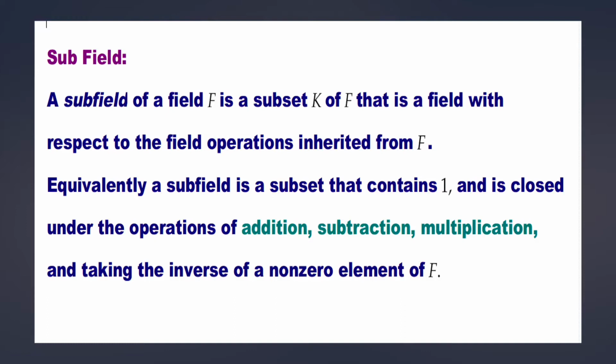Until now, we had seen about fields and some of its properties. When we talk about fields, we also have to know about subfields too. So, what is a subfield? A subfield of a field F is a subset K of F that is a field with respect to the field operations inherited from F. Equivalently, a subfield is a subset that contains 1 and is closed under the operations of addition, subtraction, multiplication, and taking the inverse of a non-zero element of F.